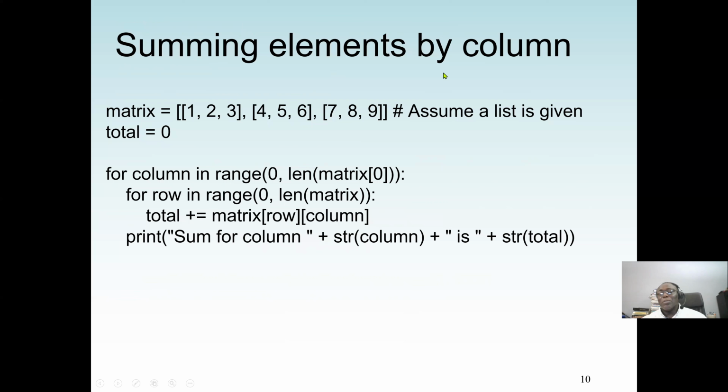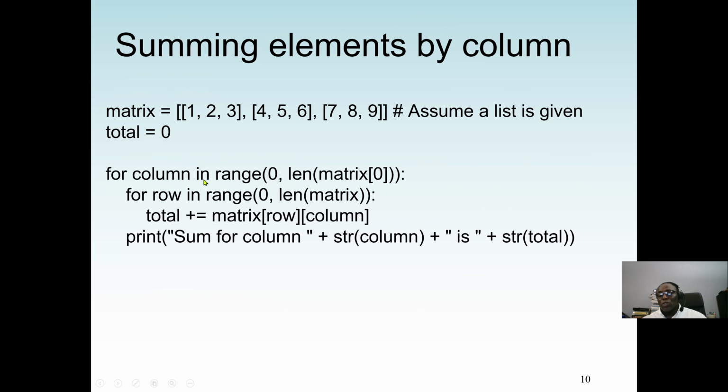Now we can also sum elements by column. What we did before is summing the elements by rows. Now by column means this time the outer for loop will be the column. So we start with the first column, we come to the range for the row, then we are going to add all the items in the first column, then we increment the column to the second column, add all the items, then we increment to the third column, add all the items. So the inner for loop now is the range for the rows.